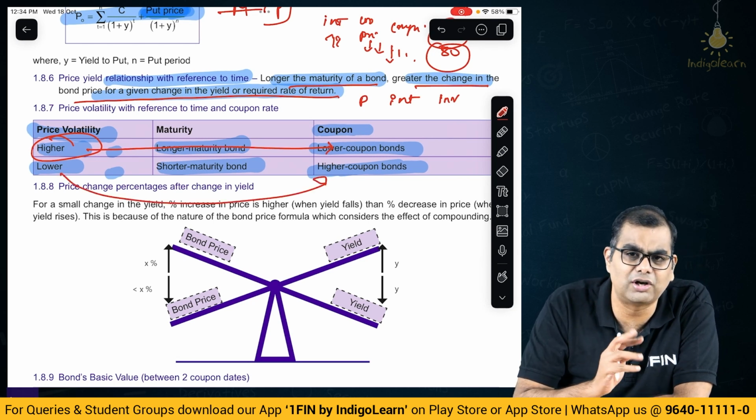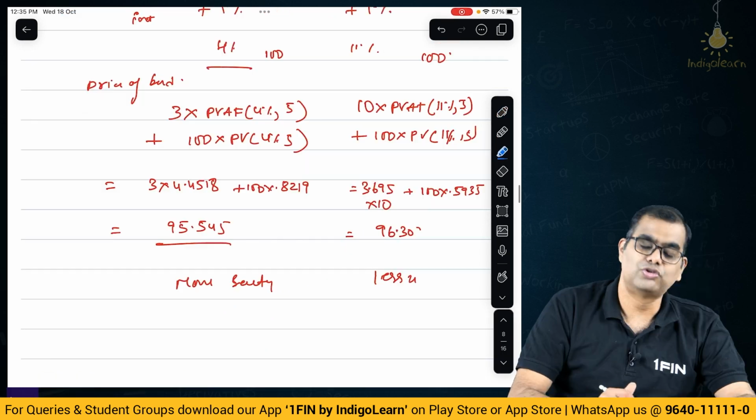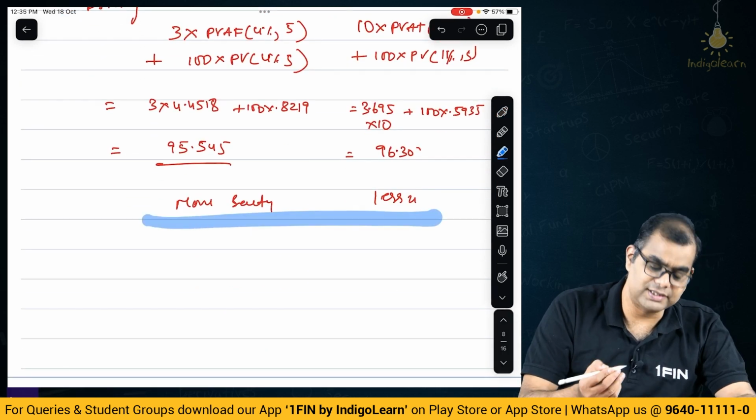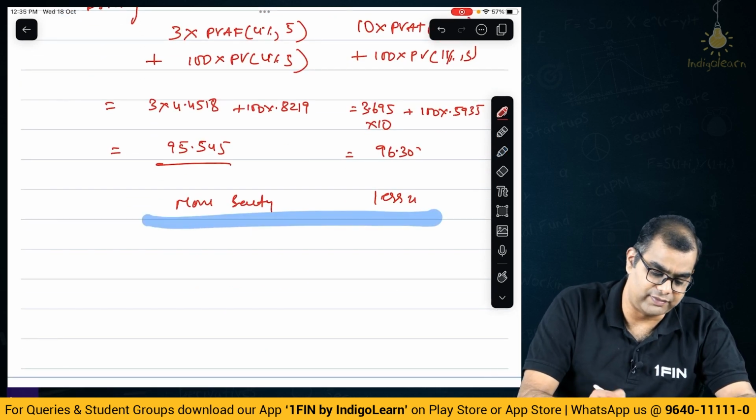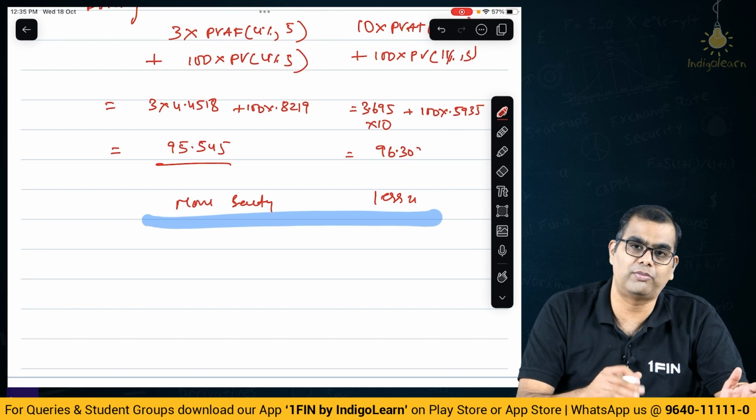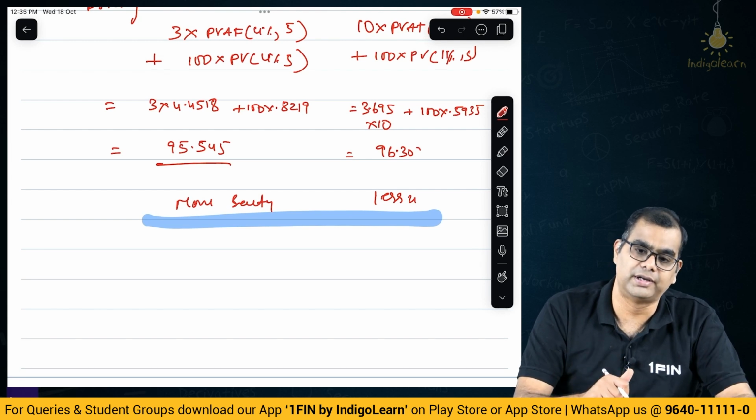I mean, this seems counter logical. Why is that the case? I will tell you. So what happens? Why does this kind of scenario happen? That is, a lower coupon bond is more sensitive than a higher coupon bond.